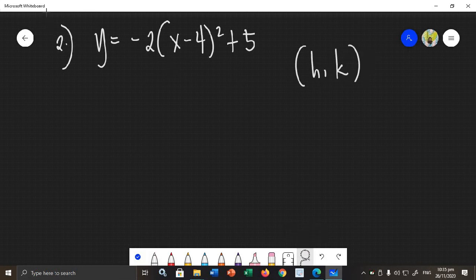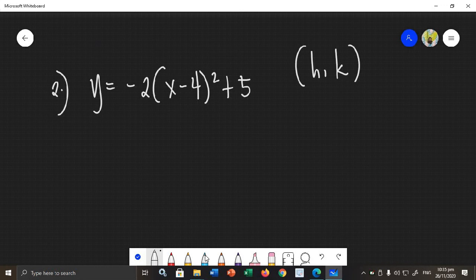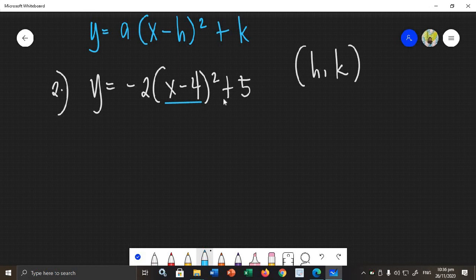Always remember that our given is based on this format. As you can see, in this format of quadratic function, it has H and K here. Therefore, we do not need to use a formula because we will just be observing the values of H and K according to the format of the quadratic function. In this case, our H is in this part, and our K is in this part.